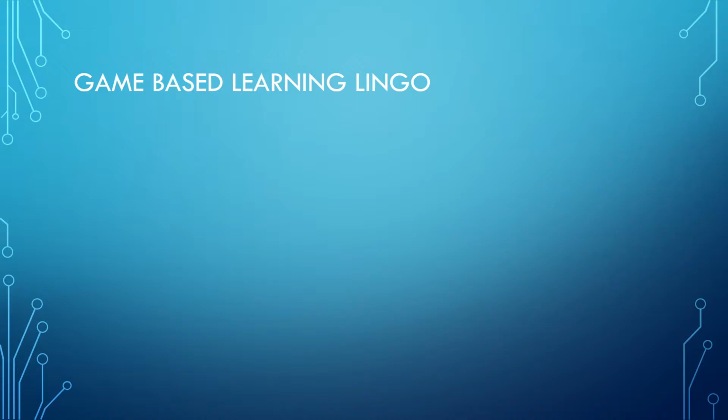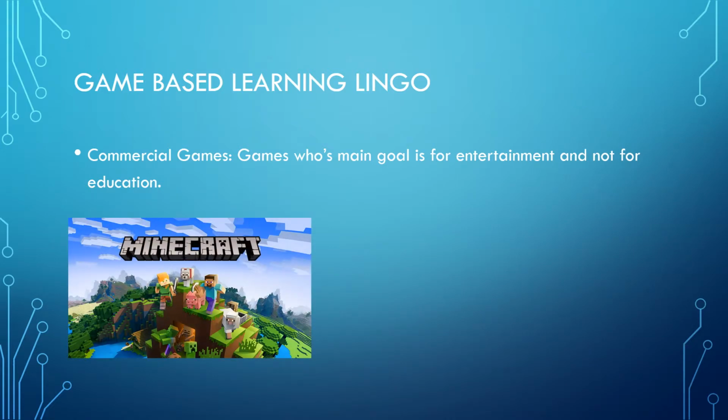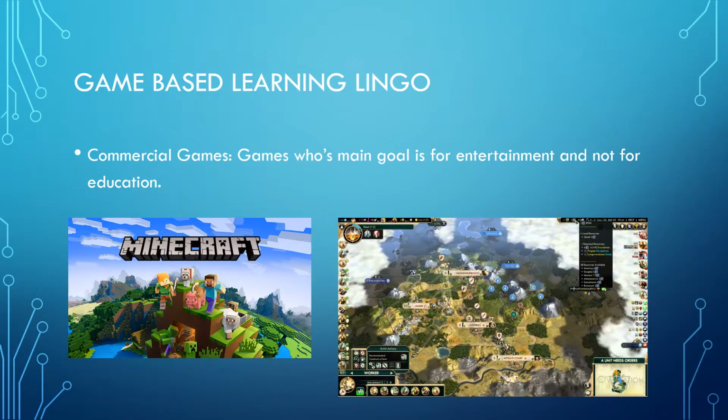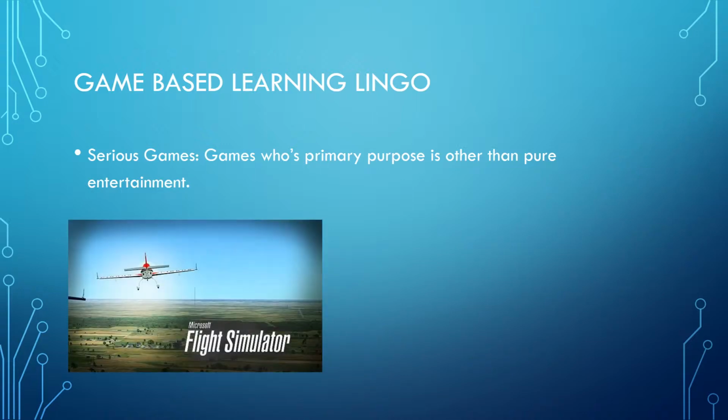So let's get into some lingo, shall we? The first term I'd like to introduce is commercial games. These are games that you think of when you think of game-based learning. More or less, Minecraft would be a classic example. This is Civilizations, one that would probably be really good for social studies, maybe some economics. So a game whose primary goal is not to teach but to entertain, that's a commercial game. Serious games, on the other hand, are games whose primary goal is not entertainment.